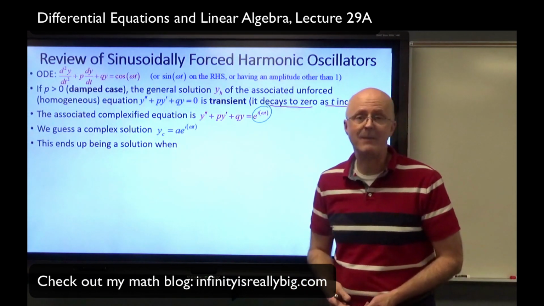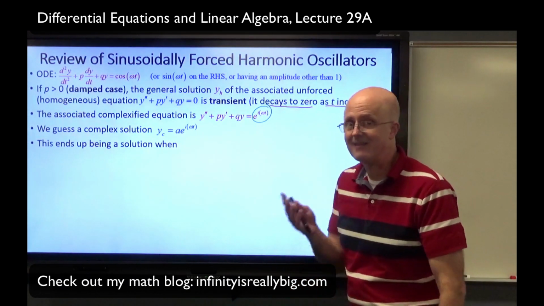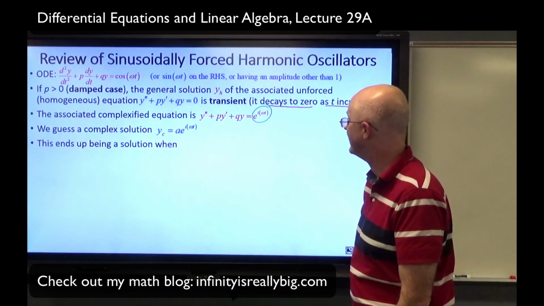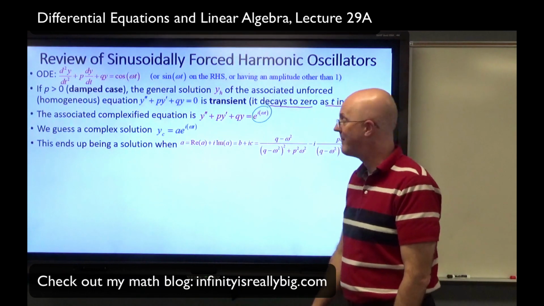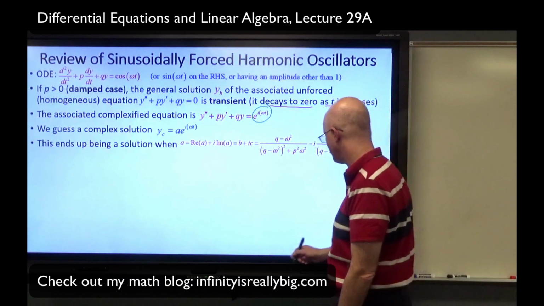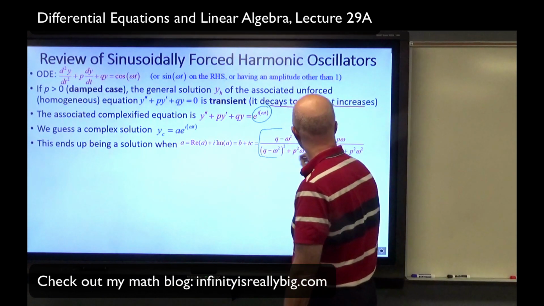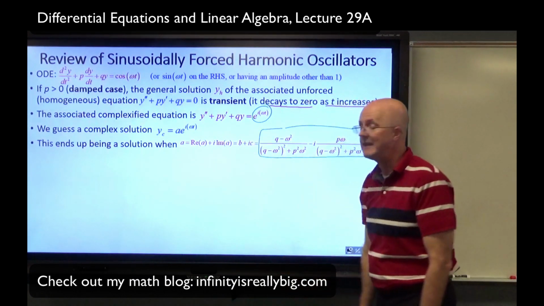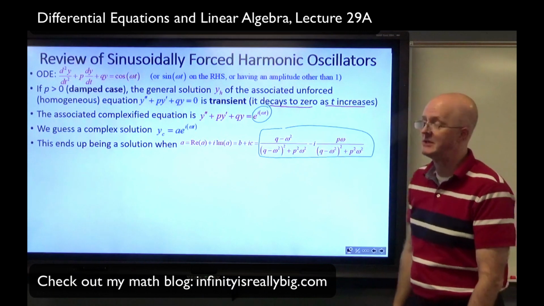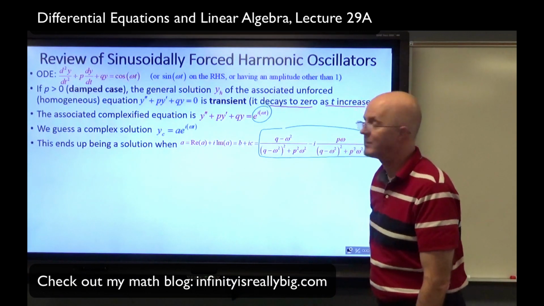What ended up happening in lecture 28? I'm not showing you the details here in lecture 29. When we solved for A, we got this complex number, ultimately, that we could write like this. A pretty complicated looking thing. I mean, you shouldn't expect it to be too easy. This is a pretty general kind of equation here.